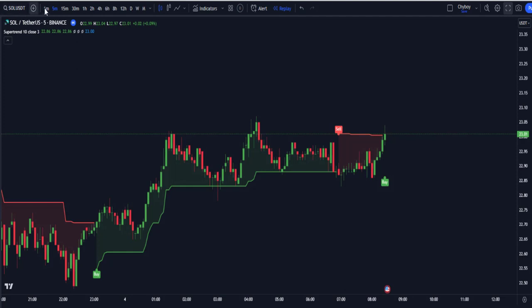Here is Solana USDT on 5 minutes time frame. You see that the Supertrend indicator is showing green, indicating that price is on uptrend. And you see that it has given you a buy entry signal. Then you can enter a trade, setting your stop loss below the previous low and targeting 3 risk-reward ratio.